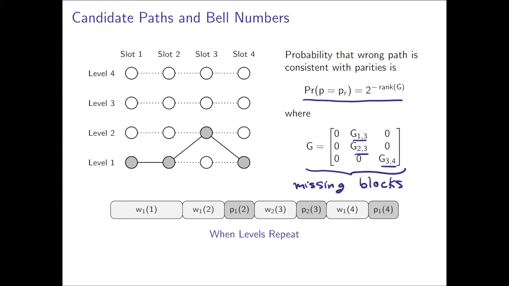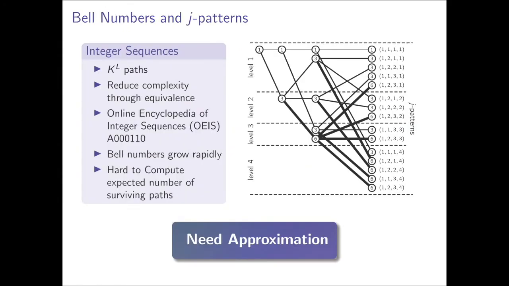The exact analysis of the probability of error of an erroneous candidate for the tree code is quite involved, and it relies on J patterns. These combinatorial objects grow quite rapidly, and so for long tree codes it becomes intractable to compute the exact probability of error. Consequently, we need an approximation of this quantity to be able to allocate parities at judicious blocks.